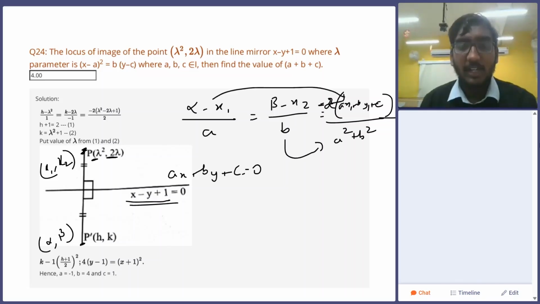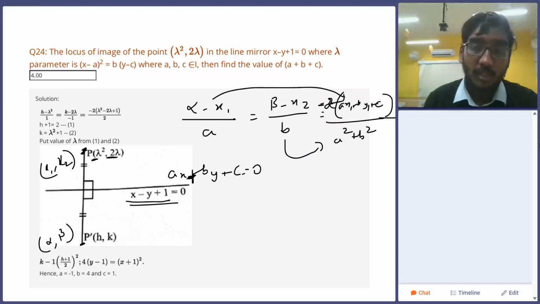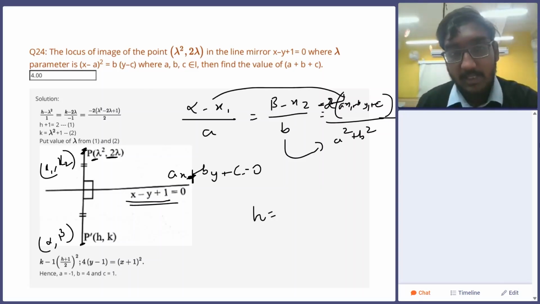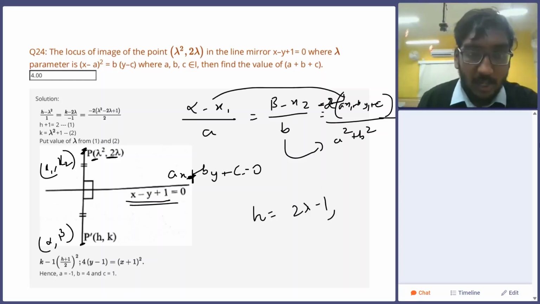And a is what? a is 1. b is what? b is minus 1 here. The line is ax plus by plus c, where a is 1 and b is minus 1 and c is again 1. By putting all these values, you will get the expression for h as 2 lambda minus 1 and k will be lambda square plus 1.